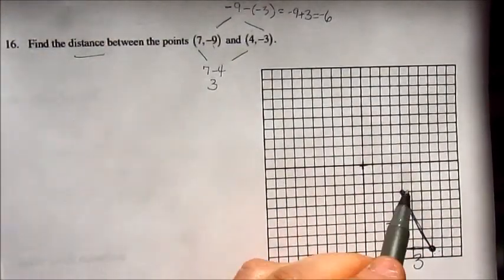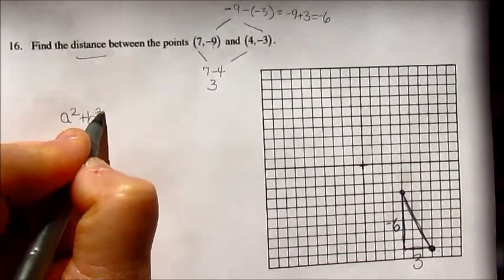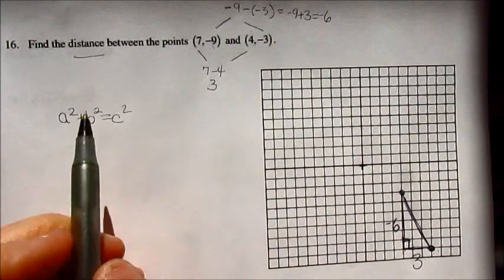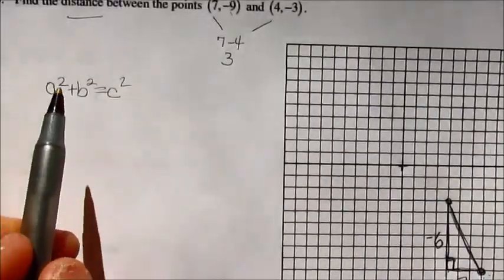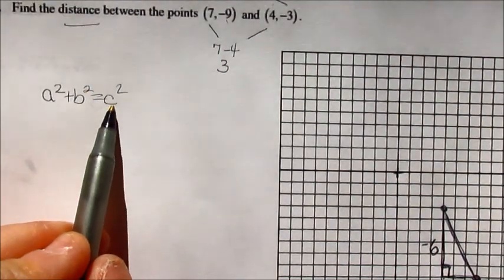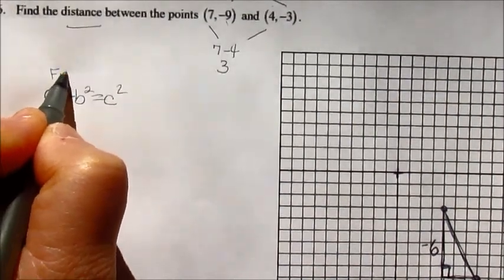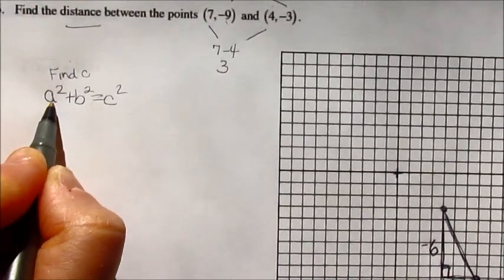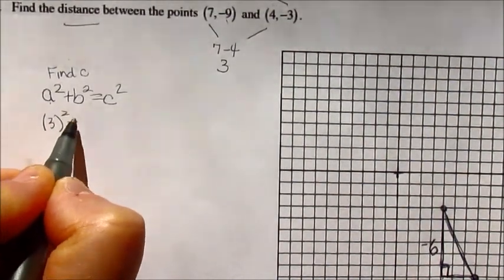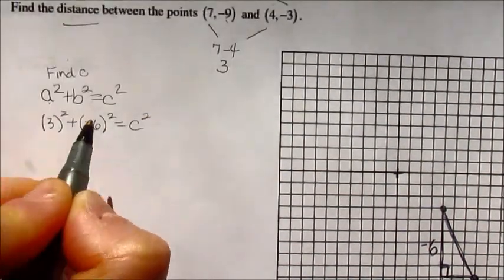In order to find the distance, this is the Pythagorean theorem. A squared plus b squared equals c squared. We're only in a right triangle. The length of the first leg squared plus the length of the second leg squared equals the length of the hypotenuse squared. We are looking for the hypotenuse. So the length of the first leg, could be either one, is 3 squared, plus the length of the second leg is -6 squared equals c squared.